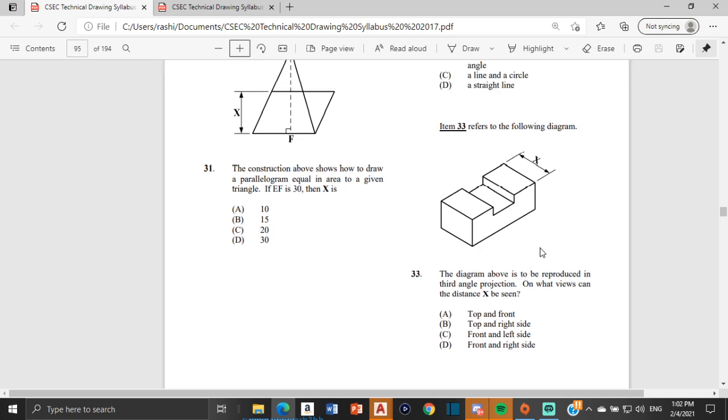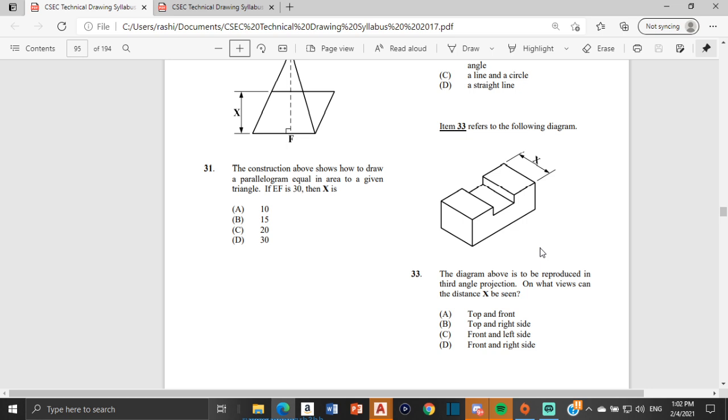Number 33 says, the diagram above is to be reproduced in third angle projection. On what views can the distance x be seen? Now the distance x can be seen from the plan view and from the side view in third angle projection. Because in third angle, the right will appear on the right, and the left will appear on the left.